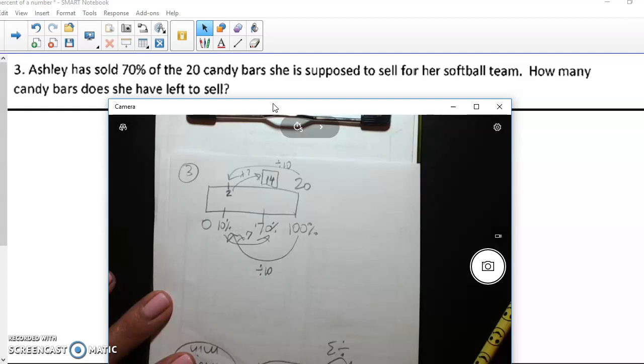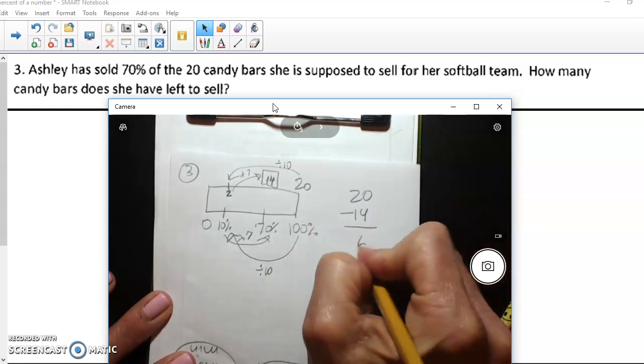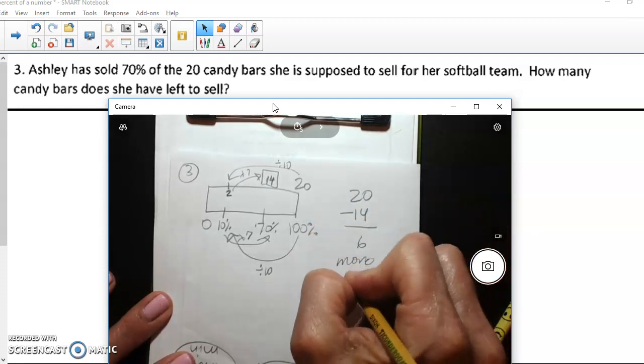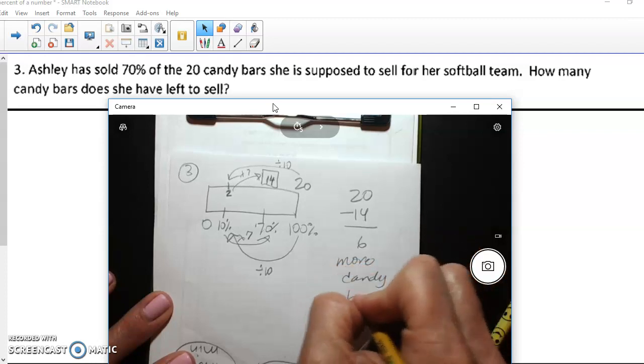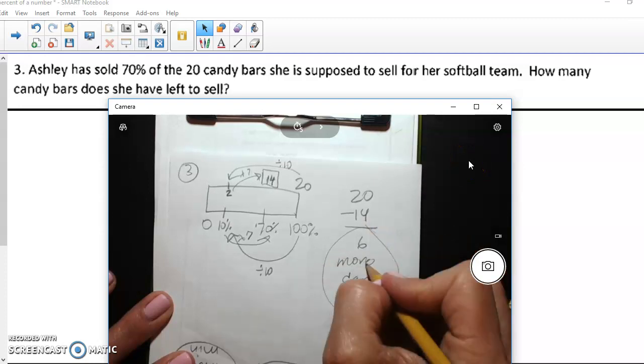So the question is, how many candy bars does she have left to sell? Well, she has a total of 20, and she has sold 14. So she has 6 more candy bars to sell.